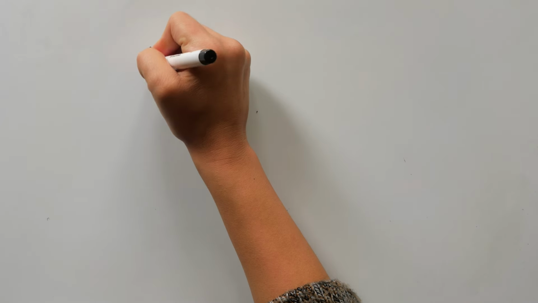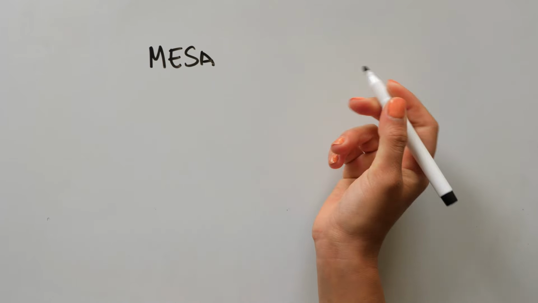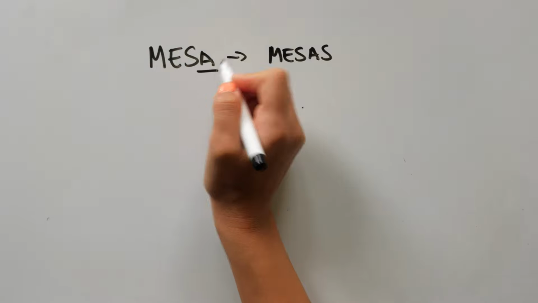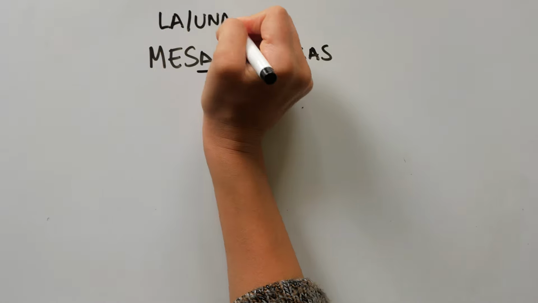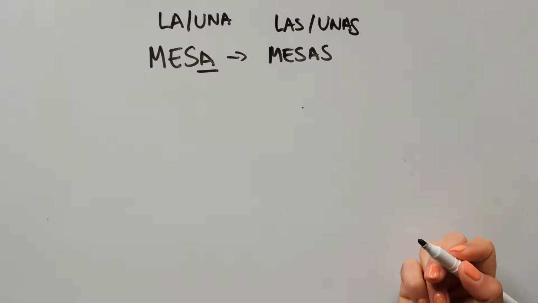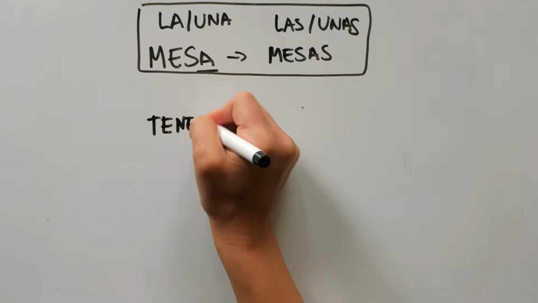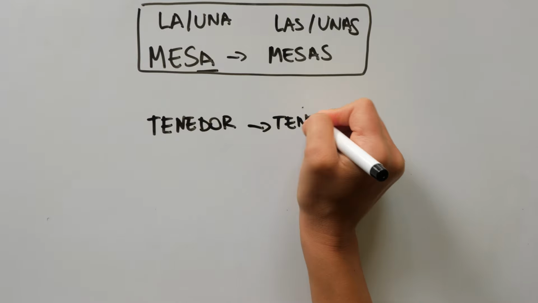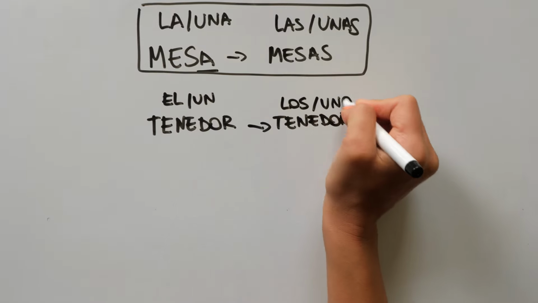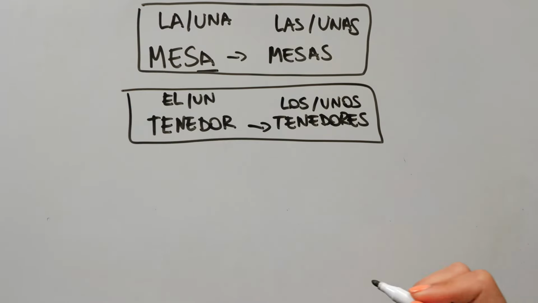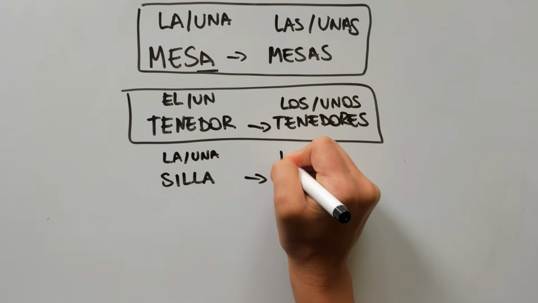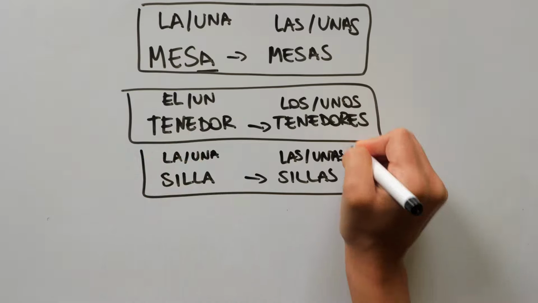Now let's put all this information together and practice a little bit. We have the word mesa, which again means table. The plural is going to be mesas, so we're going to use la or una if it's singular, or las or unas if it's plural. What about tenedor, fork? If it's singular, we're going to use el or un, and if it's plural, tenedores, we're going to use los or unos. And finally, silla is going to be la or una silla, or las or unas sillas if it's plural.